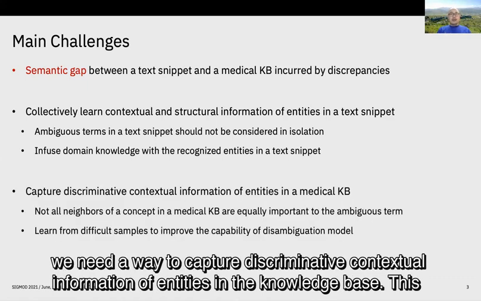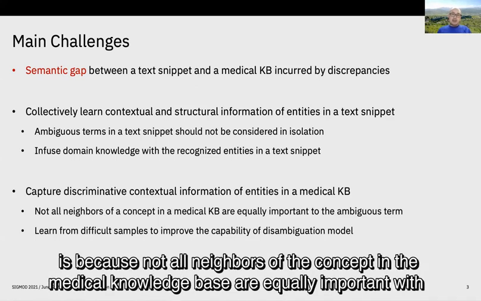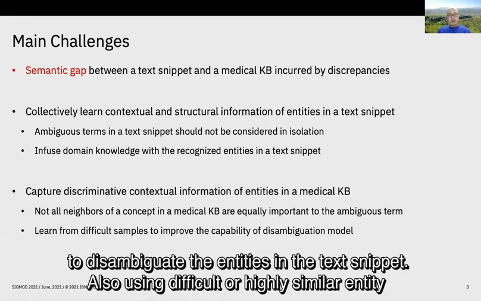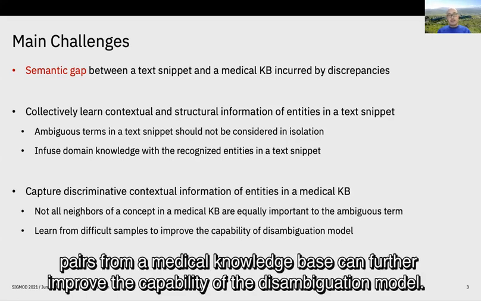Third, we need a way to capture discriminative contextual information of entities in the knowledge base. This is because not all neighbors of a concept in the medical knowledge base are equally important with respect to the ambiguous term. Some may provide critical contextual and structural information to disambiguate the entities in the text snippet. Also, using difficult or highly similar entity pairs from a medical knowledge base can further improve the capability of the disambiguation model.